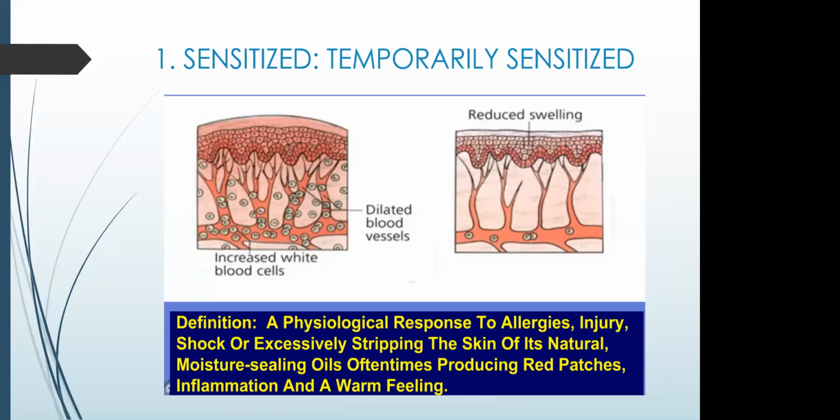hormonal changes. Again, that's temporary because your hormones change. So pregnancy, menopause, those can change the sensitivities of your skin. Sometimes 7 to 10 days prior to a menstrual cycle, your skin can be a little more sensitive.